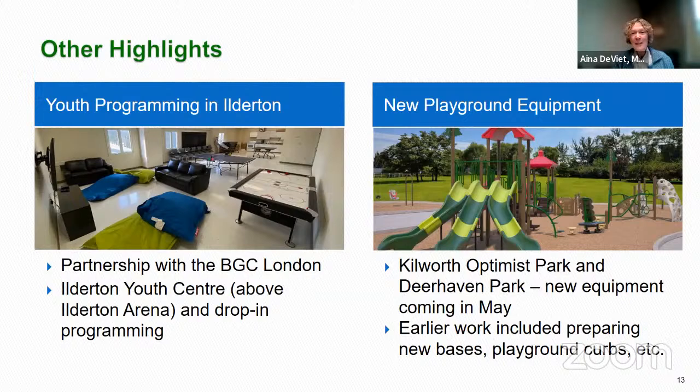And that brings me to new playground equipment in Deerhaven Park in Elderton, as well as Kilworth Optimist Park. Both of these areas have been under construction already. Staff have been working hard to make sure that the base areas are prepared for the installation of the equipment, and it is expected to come in May. So if you're in Elderton or in Kilworth, look for that, and hopefully we'll have some good feedback about how that's being used soon too.